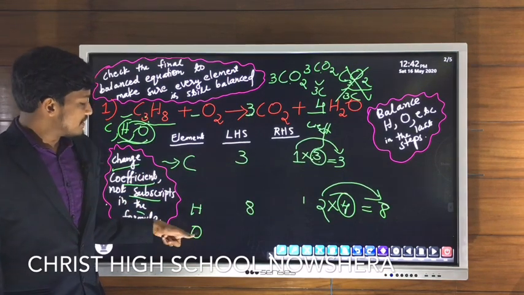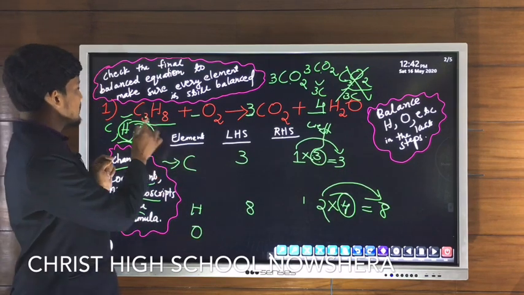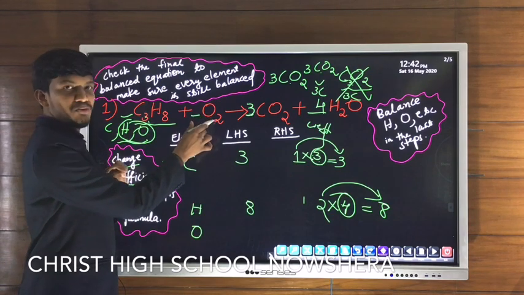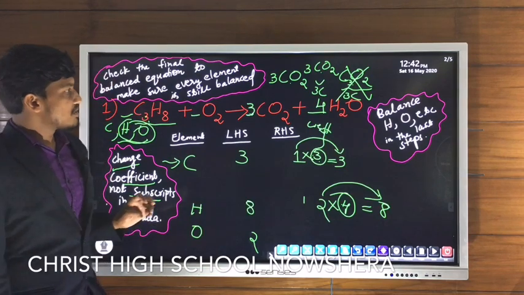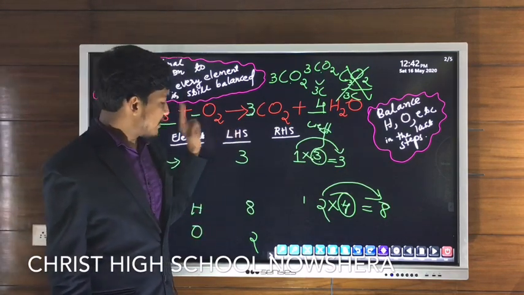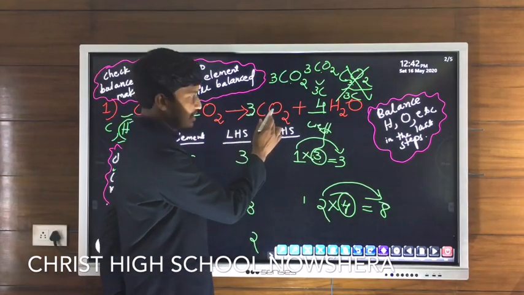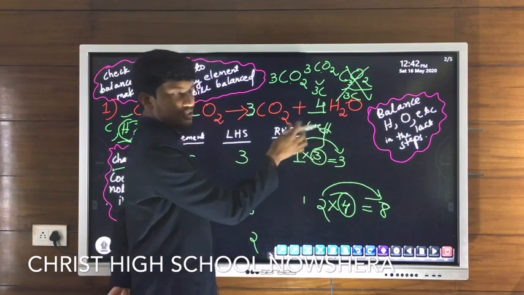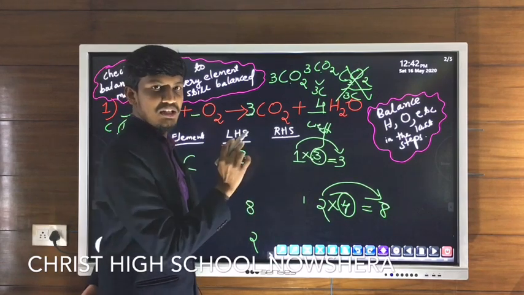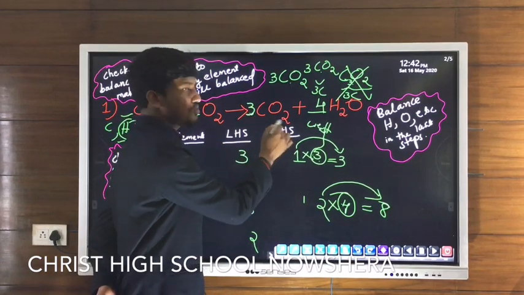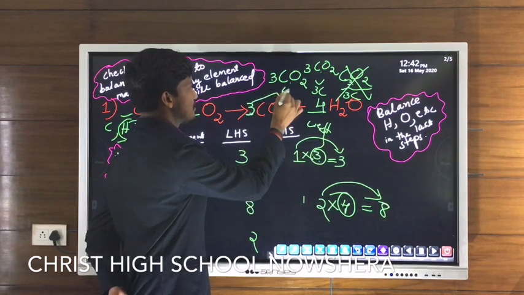Now only one is left. Final step, oxygen. Number of oxygen atoms on the left side: in C3H8, no oxygen. In O2, there are oxygen atoms. How many oxygen atoms? 2. And on the right side, how many oxygen atoms? We can see that oxygen is present in CO2 and also in H2O. So in both the products there are oxygen atoms. So we have to find the total number of oxygen atoms on the RHS. From CO2, how many oxygen atoms? 3 into 2, 6. We have 6 oxygen atoms.